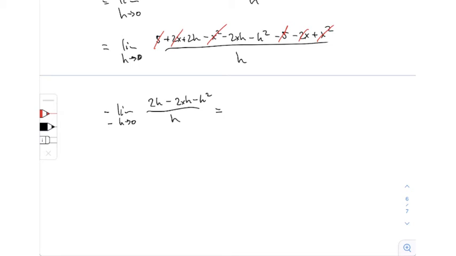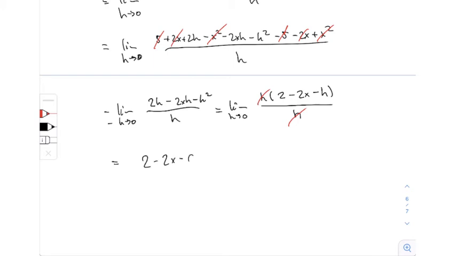What should I do next? I know you guys did it already. What do you say? Factor and cancel the h, right? So I factor h out. What remains is 2 minus 2x minus h, divided by h. I cancel the h's. And finally, I take the limit by actually plugging in h equals 0. I get 2 minus 2x minus 0. 2 minus 2x is the answer. All right? I hope you made it.